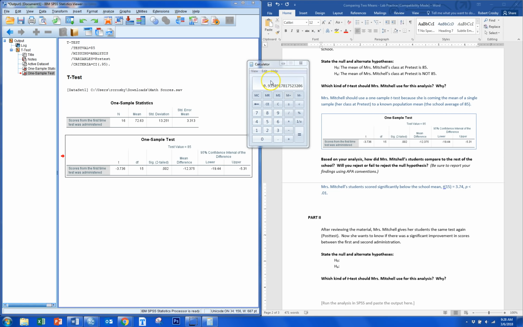When you're interpreting this, something around 0.2, that's a small effect. So if we had seen an effect size of 0.2 right here, then we would say, yes, she might be below the mean, but not by very much. 0.5 is a medium effect. 0.8 and above is a large effect. So her students are well below the mean. This is both a statistically significant difference, as well as a practically or substantively significant difference.